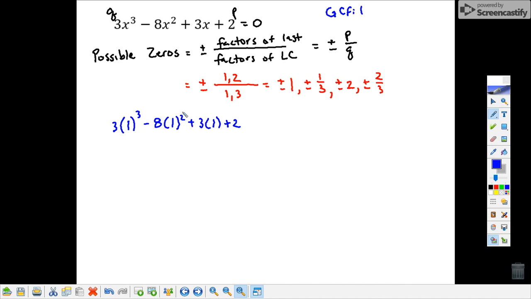So I'm putting in 1 for all of my x's. When I plug that in, that equals 0. It actually worked. Okay, so that's what we want.